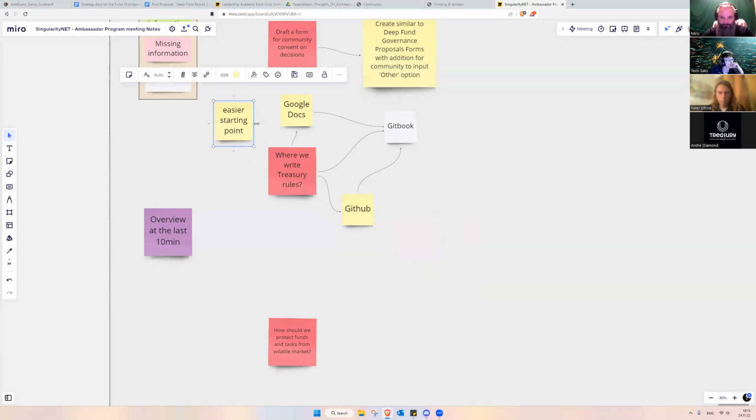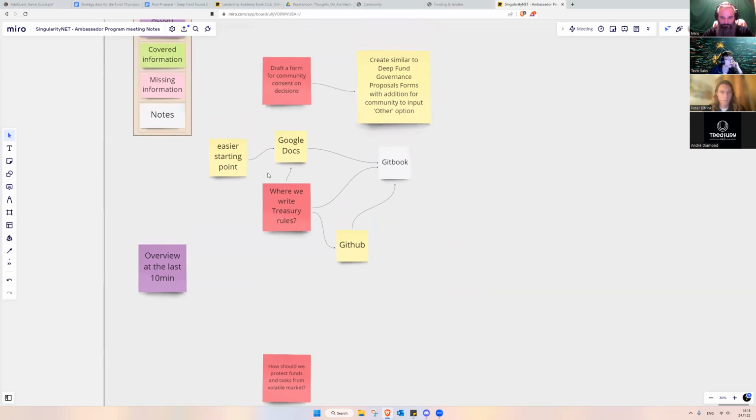So in that sense, I would set a timeline for ourselves that we use Google Docs, but let's say if we get more than 5 documents, we will look again at where we write Treasury rules. Yeah, fair. That seems straightforward.